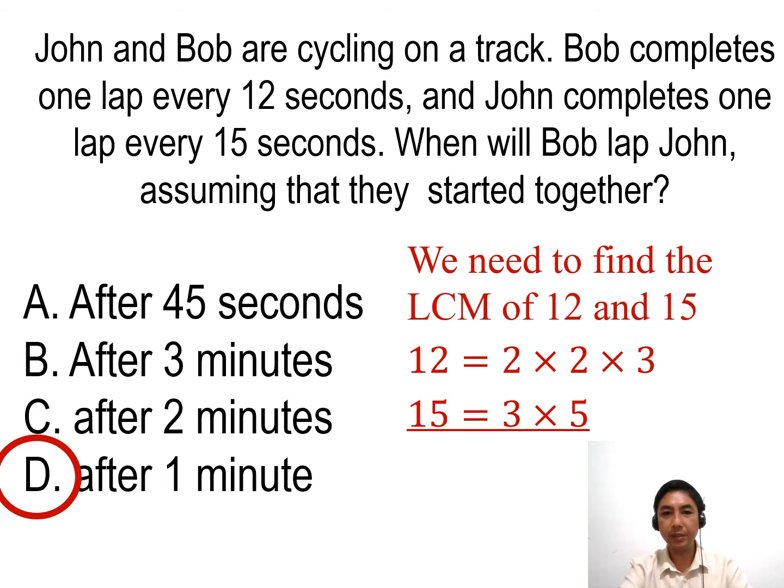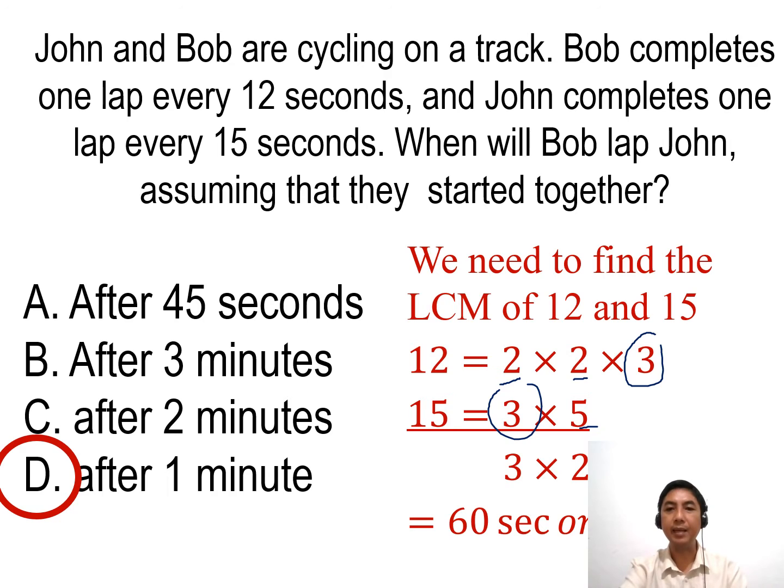If you notice, we have 3 as the common factor, so you are going to include that. Then the rest will be multiplied. So 3 times 2 times 2 times 5 will give you 60, or 60 seconds. And 60 seconds is equivalent to 1 minute.